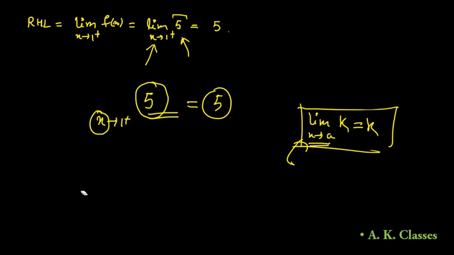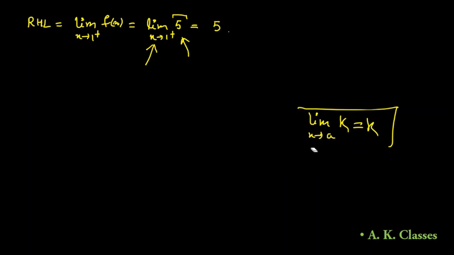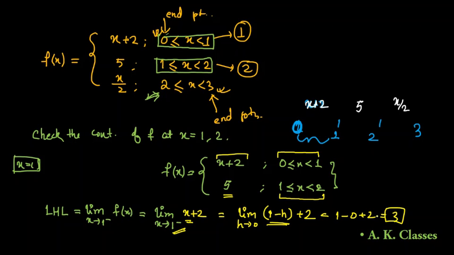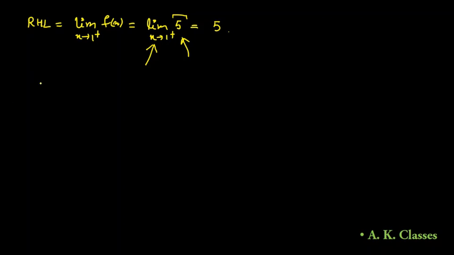Fine. So our right hand limit is 5, but our left hand limit is 3. Will it be continuous? No. f is not continuous at x equals to 1.